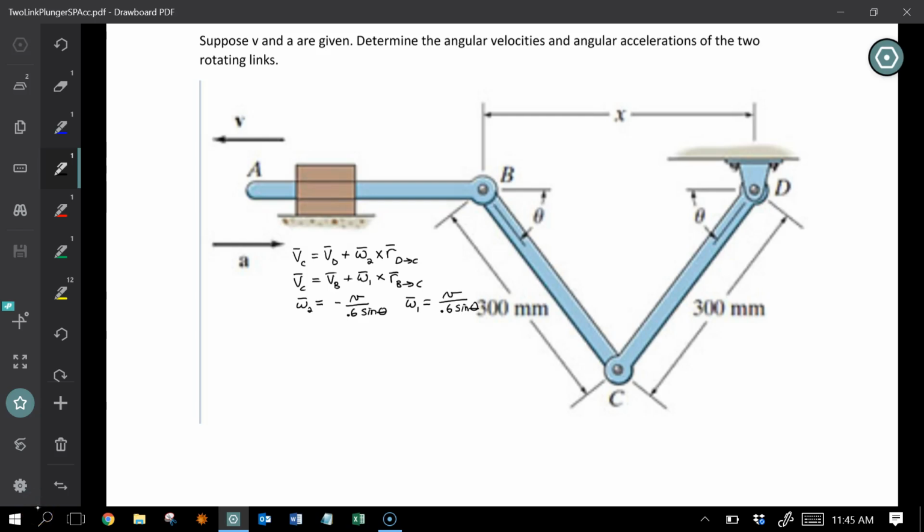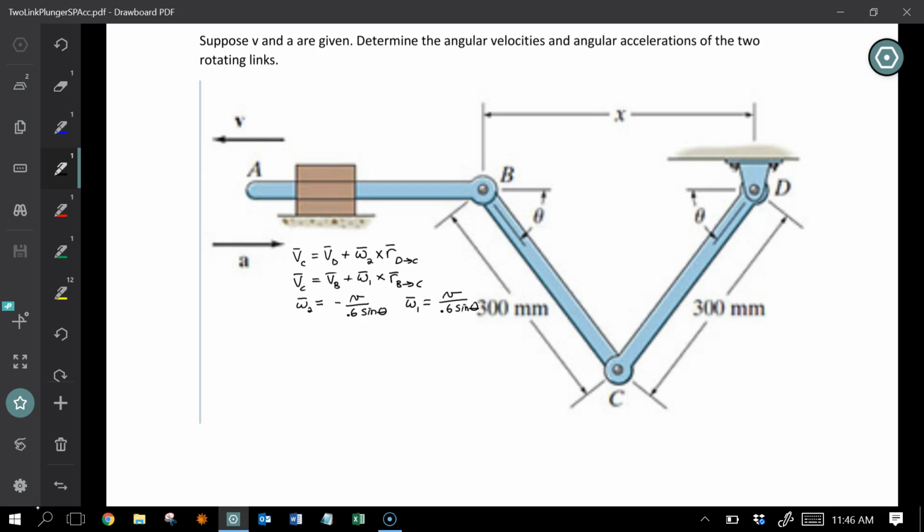Okay, so let's continue with this problem. Now what I want to do is find the acceleration, or the angular acceleration. So I'm going to do the acceleration one. In order to do the accelerations, you will usually need the angular velocities. So even if you are not being asked to find the velocity, you probably should start by finding velocities because you need the angular velocities. Also, once you do the velocity equations, it's much easier to get the accelerations.